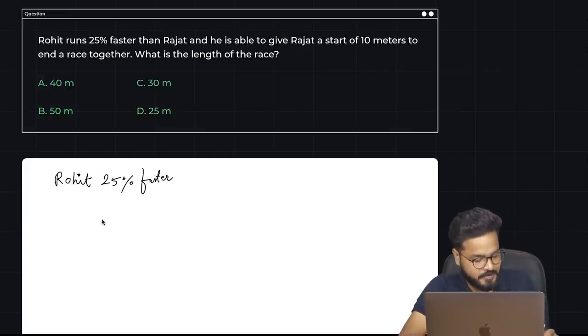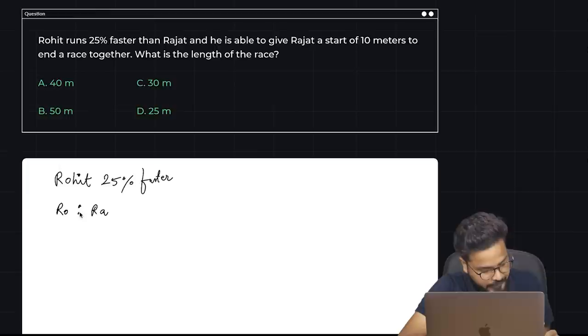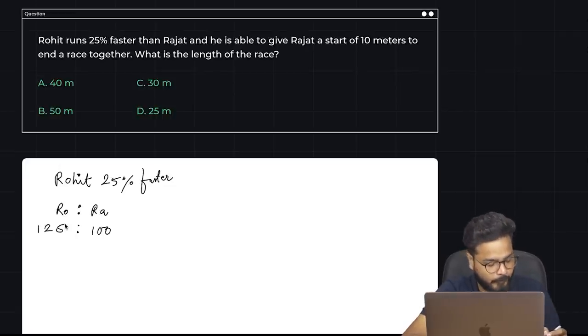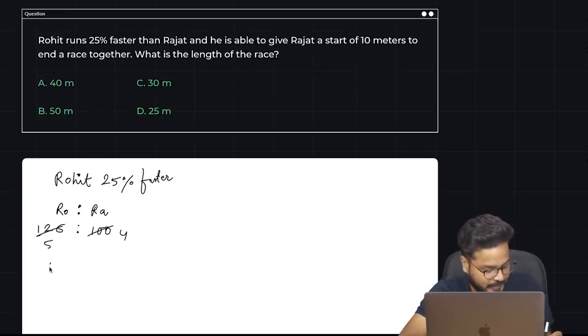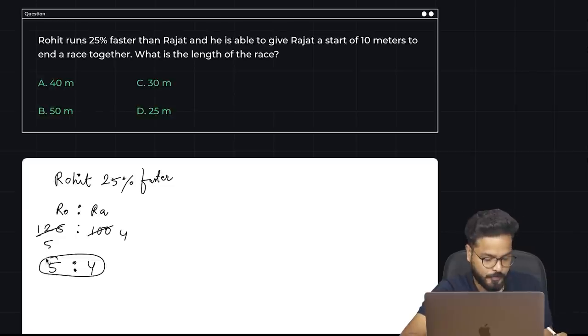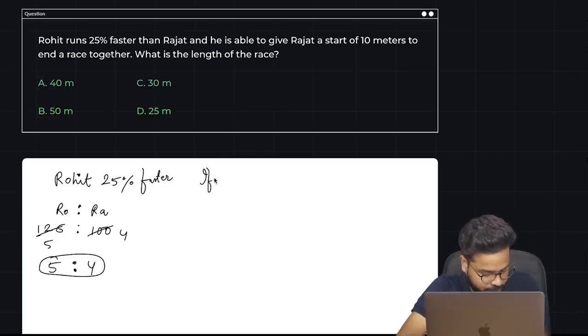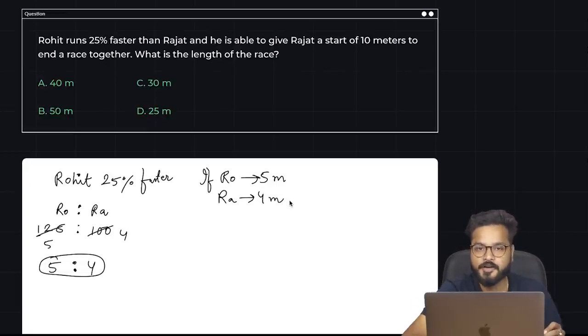Rohit is 25% faster. If I write RO for Rohit and RA for Rajat, and say Rajat's speed is 100 meters per second, or whatever you consider it, Rohit's speed would be 125. Dividing by 25, that gives 5 and 4. So the speed of Rohit to Rajat is 5:4. That means if Rohit runs 5 meters, Rajat will run only 4 meters. Hope you understand till here.